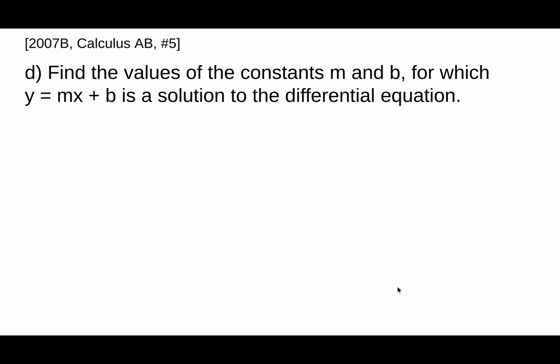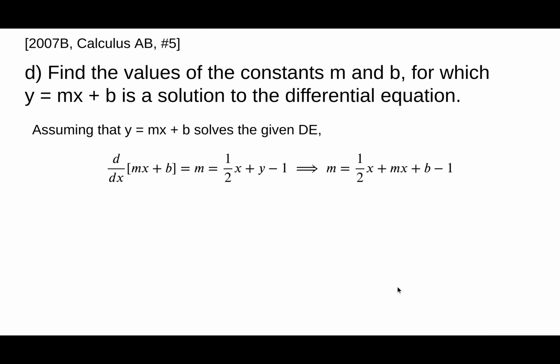Part D, find the values of the constants m and b for which y equals mx plus b is a solution to the differential equation. Algebra gets a little tricky here, so I'll try to go a little slow. Assuming that y equals mx plus b solves the given differential equation, then the derivative of mx plus b would have to match dy/dx. The derivative of mx plus b is just the slope of the line, that's just m, but that would have to equal 1/2 x plus y minus 1, right? But notice we have an equation for y: y is just mx plus b.